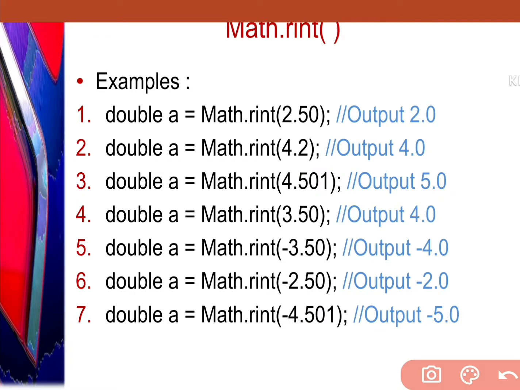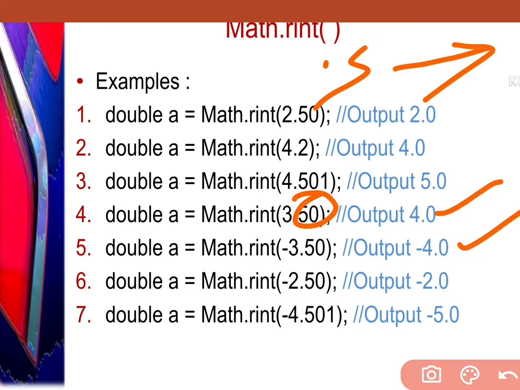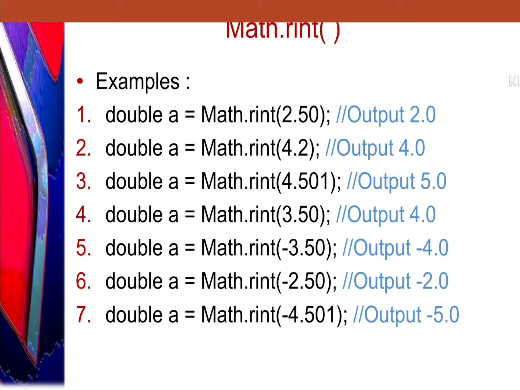And see here, when we are having odd numbers, means from 0.5 we are moving in the forward direction. See, from 0.5 we are moving forward. In this way you can identify your rounding.